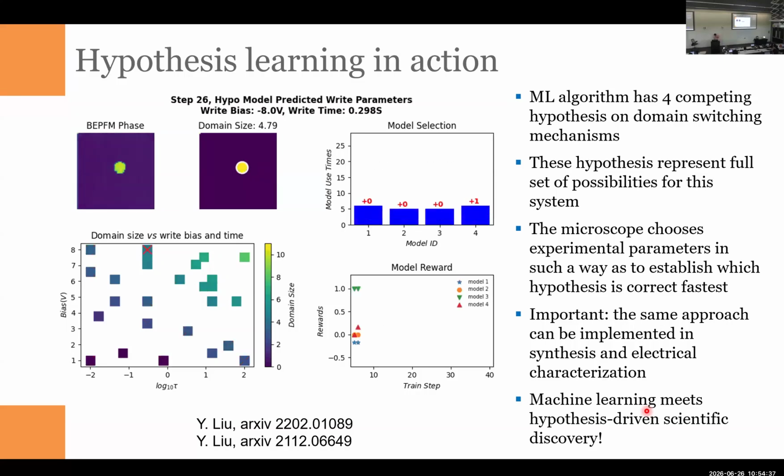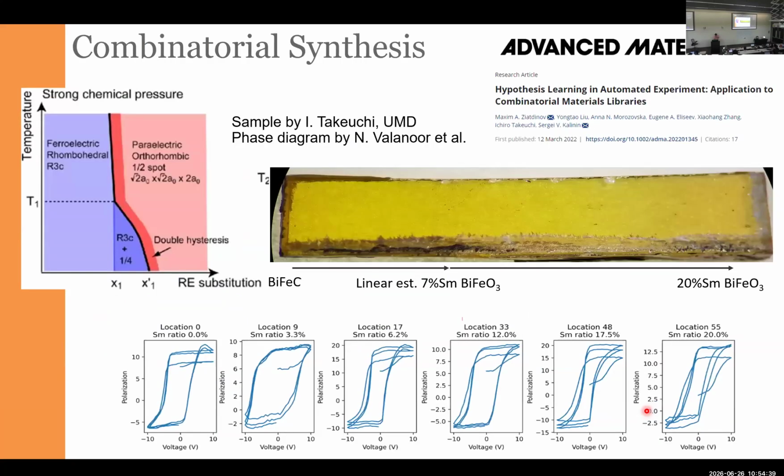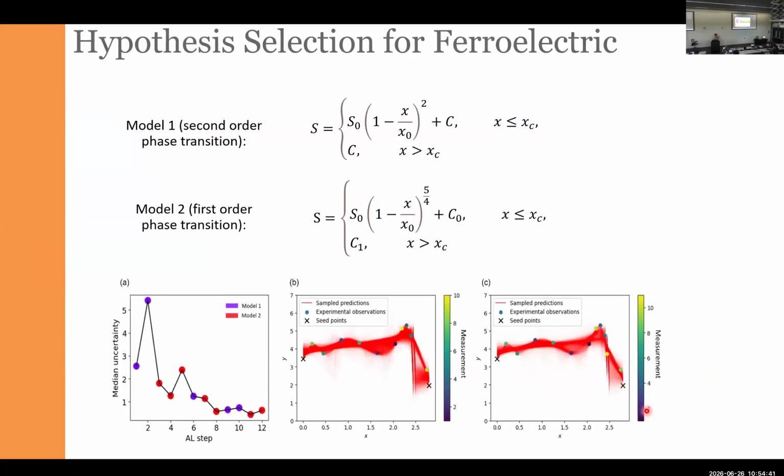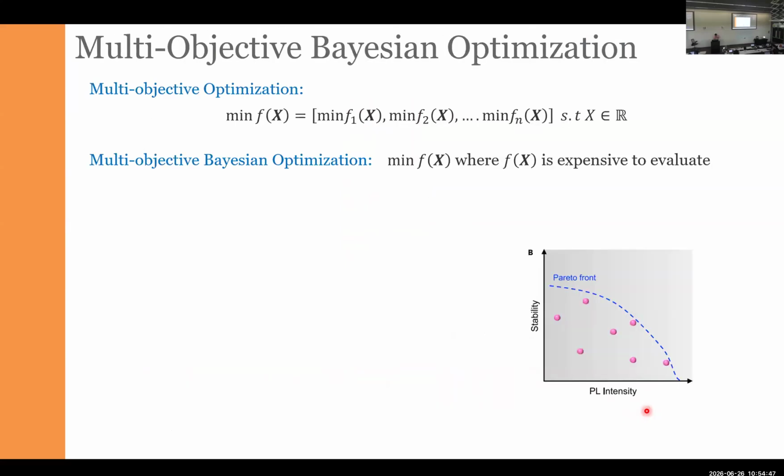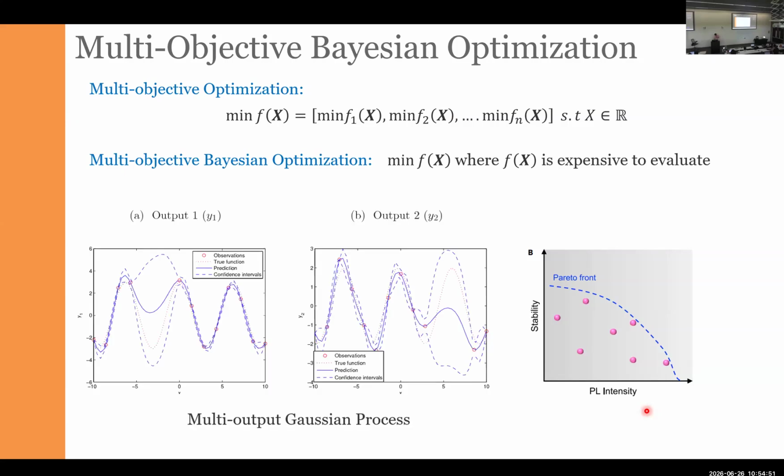So I've shown you the example of this automated domain growth experiment. The same type of thing works for more complex things like exploration of phase diagrams. Let's stop here and continue after the break.